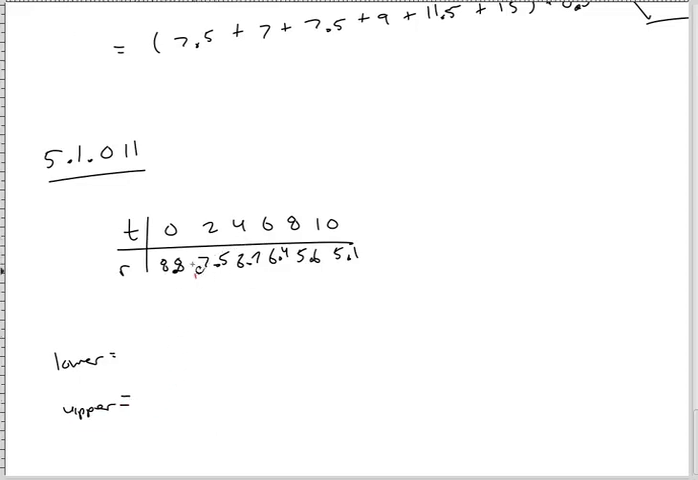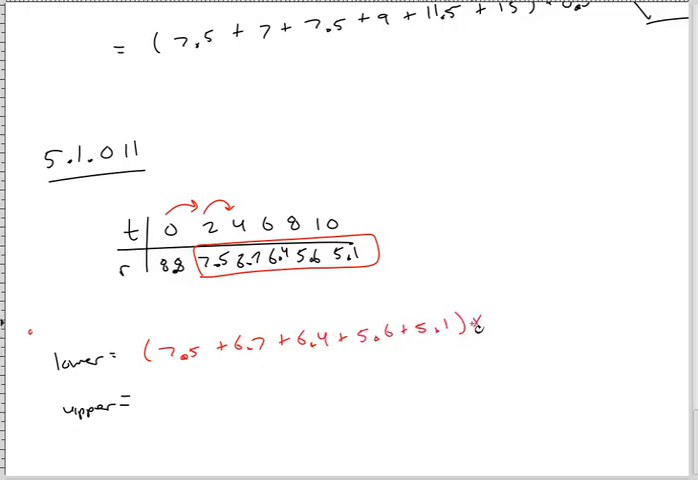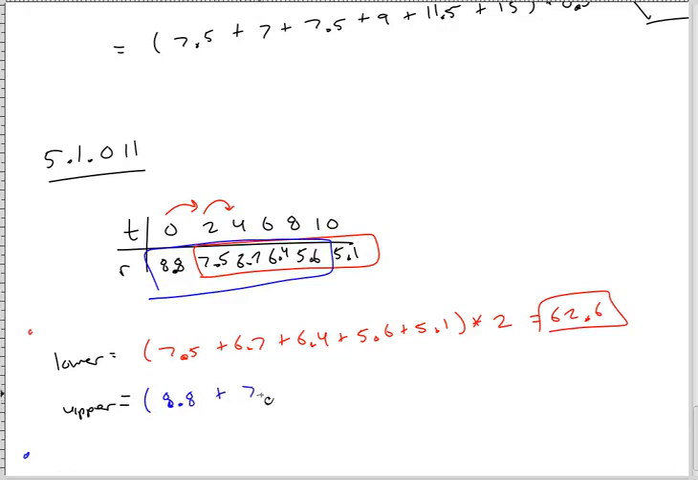So the lower estimate is going to be these guys. In fact, whoa, let's use a different color. That way we're all clear on this. So these will be my lower estimate. And notice that I'm jumping by 2's each time, right? And so then I'm going to have the 7.5, 6.7, 6.4, 5.6, 5.1. I'm going to multiply it by 2. And I got a 62.6. Now for the upper estimate, just like every other time, I'm only going to use these guys here and multiply by the same thing in the end.